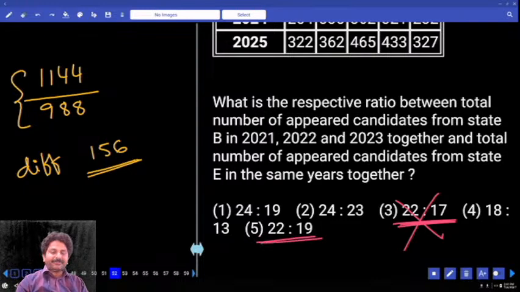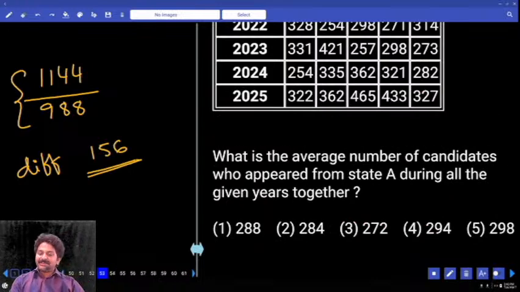If you want to take the fifth option, what is the difference? 3. Is our difference a 3 multiple? Yes, that is possible. When you are left with only two options, do remember, either you prove one is right or you prove one is wrong. I can prove the third is the wrong answer because the difference is not a multiple of 5. Got it?